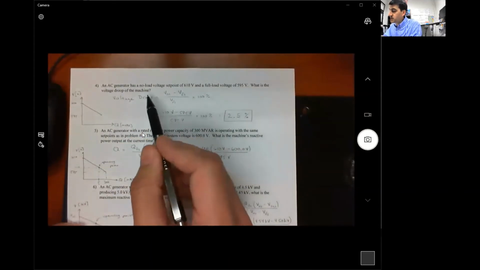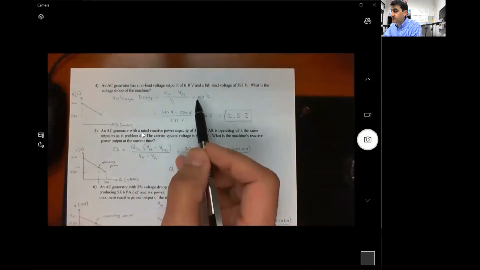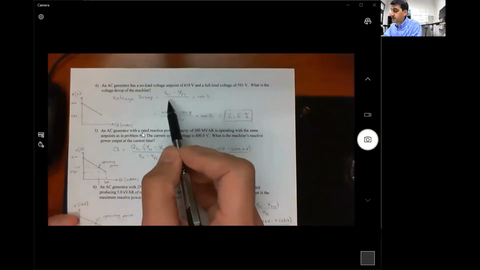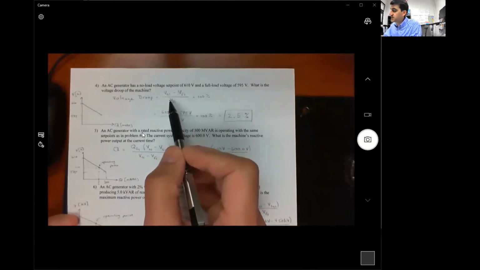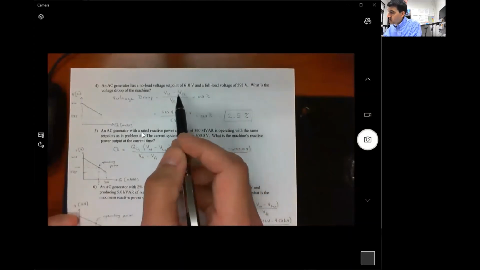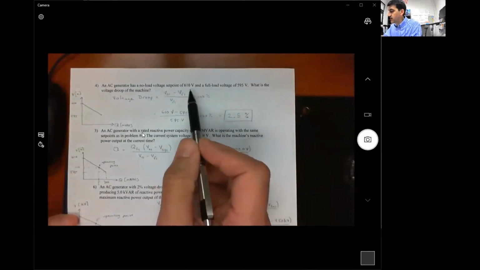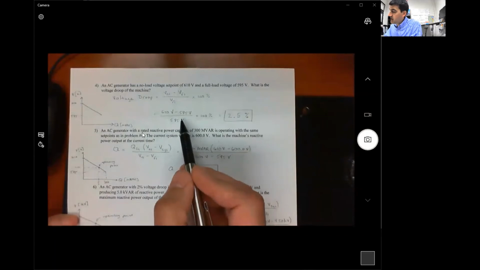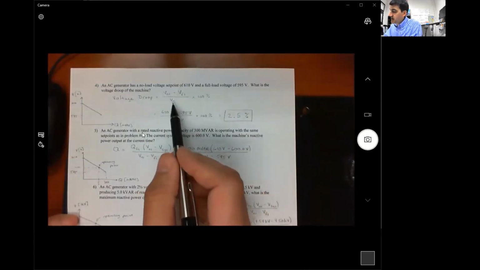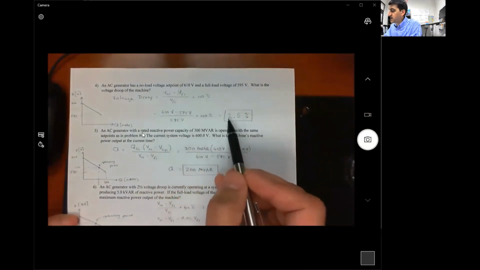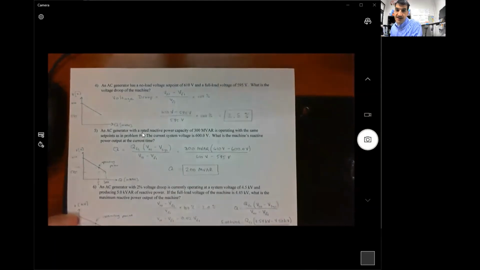So this equation is our voltage droop. It looks very, very similar, almost identical to the equation for frequency droop, but we have voltage values instead of frequency values now. So we just plug in our value for no load voltage and our value for full load voltage from the givens in the problem, divide by the full load voltage times 100%, and you get 2.5%.